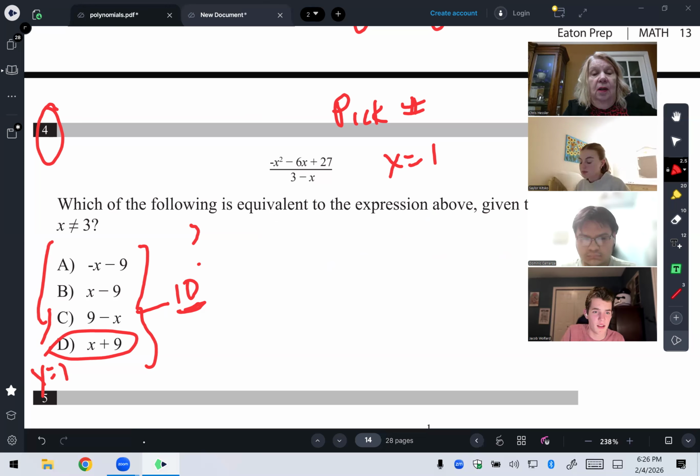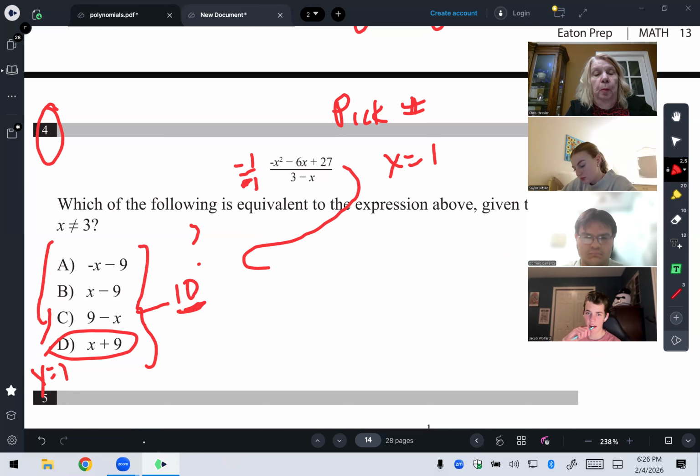Okay, so we can multiply the whole thing by -1 over -1 because that's just the number 1, so that's perfectly legal. So every sign is going to change.